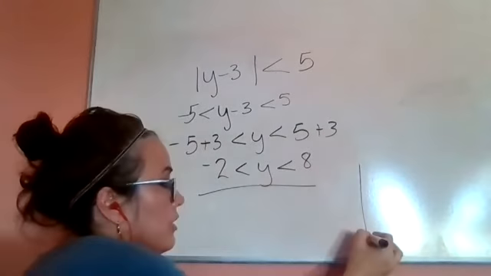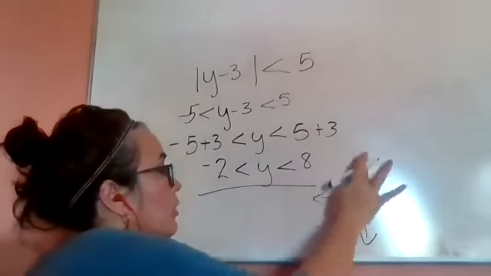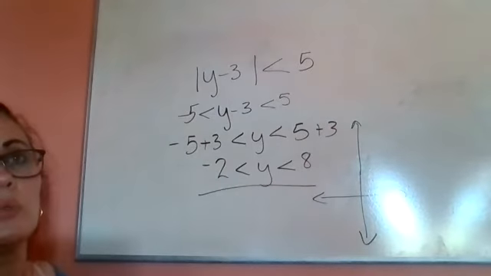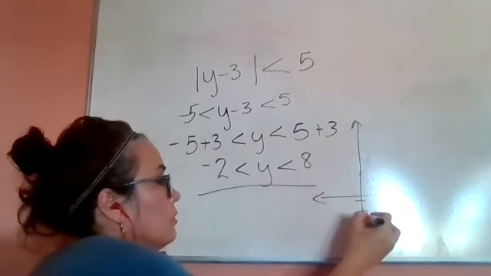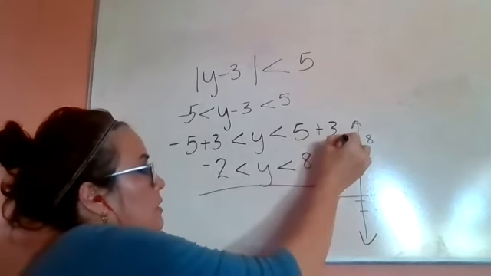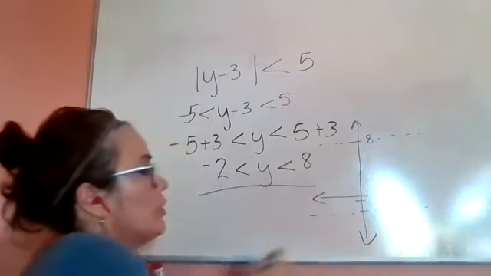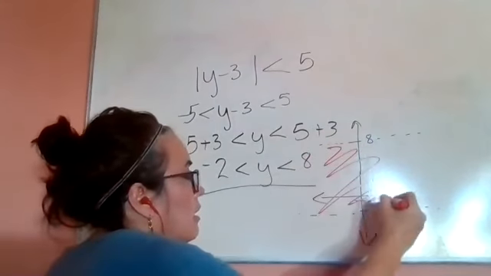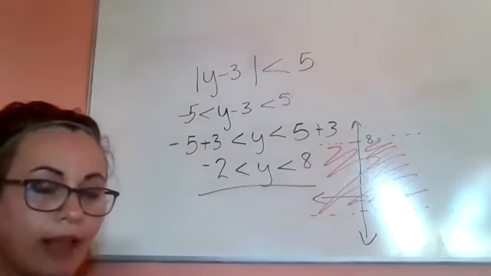Let's graph this over here, but instead of working on the x-axis, we're going to work on the y-axis. And we have over here negative 2, and we have 8 over here, with dashed lines because they're not included. And what are we going to shade? Well, whatever we get in the center, in the middle of those two limits, and that's our graph.